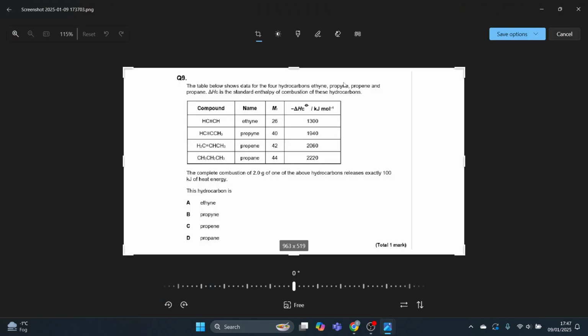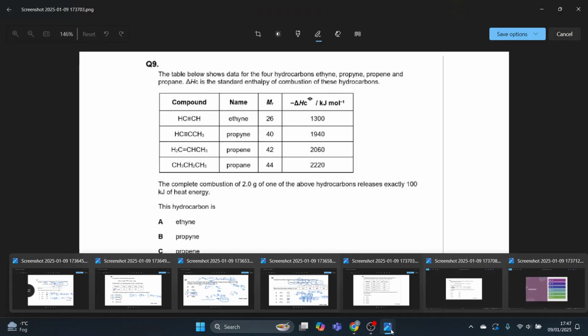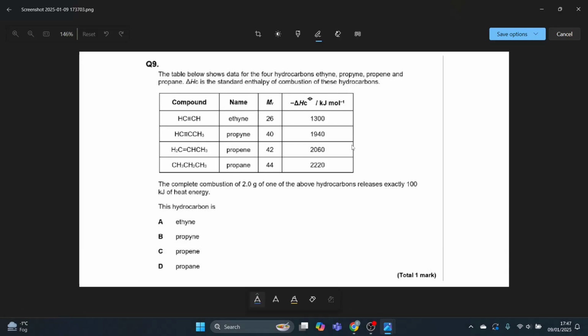Question 9. I think this is the last one. No, it's not. Second last one. The table below shows data for the 4 hydrocarbons: ethine, propyne, propene, propane. Delta Hc is standard enthalpy of combustion of these hydrocarbons. Complete combustion of 2 grams of one of these hydrocarbons releases exactly 100 kilojoules of heat energy. This hydrocarbon is.